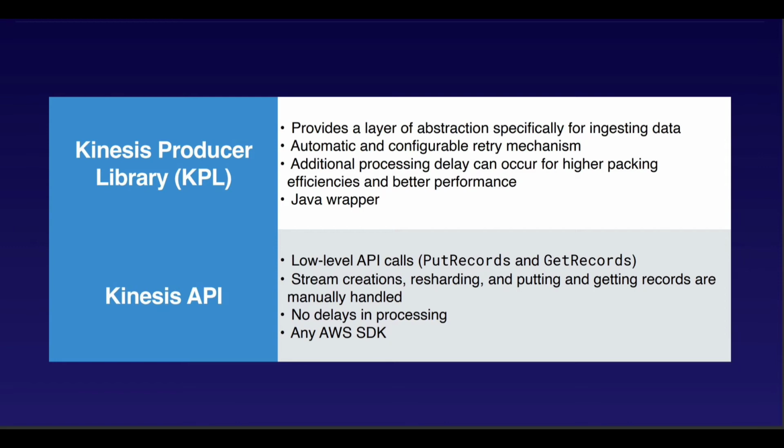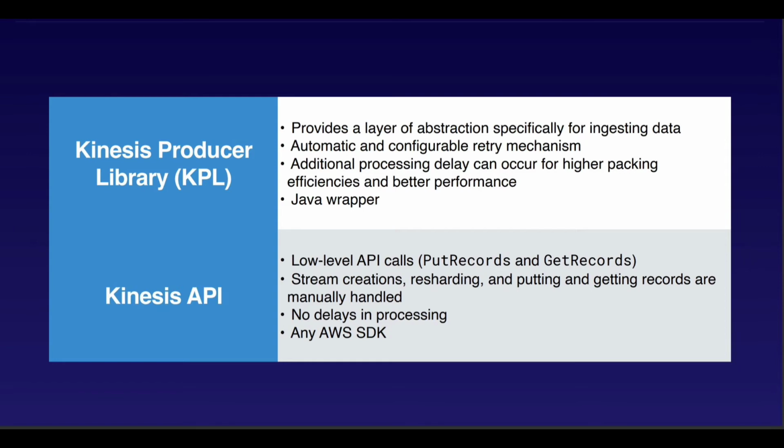Depending on your use case, if you need your data stream immediately available within milliseconds, it may be better to use the Kinesis API because of the additional processing that could delay your streaming data with the Kinesis Producer Library. And finally, the Kinesis Producer Library is used as a Java wrapper, so you would have to implement it using Java, while with the Kinesis API, you can use any of the supported AWS SDKs, things like C# or JavaScript. So just remember these features when deciding whether to use the Kinesis Producer Library or the Kinesis API.